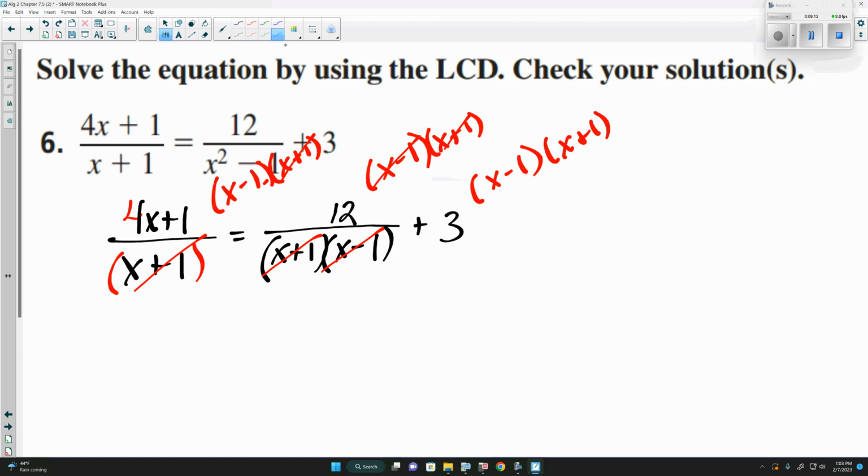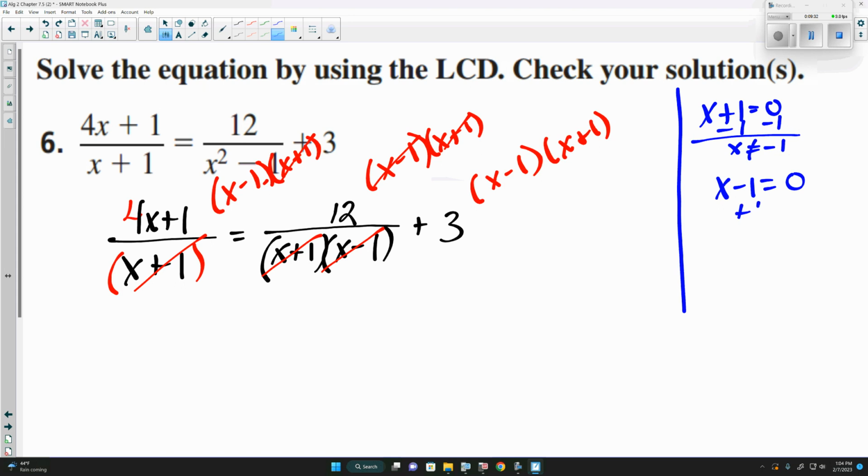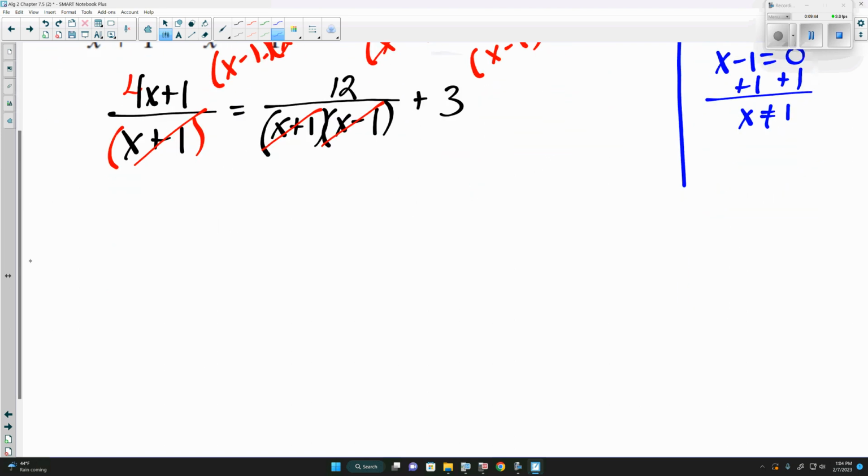Now before we continue on, if we want to look at our restrictions, because we would need to see when x plus 1 and x minus 1 would be 0. So if x is 1 or negative 1, either one of those values would not work. Now at this point here, we can go on and start solving.